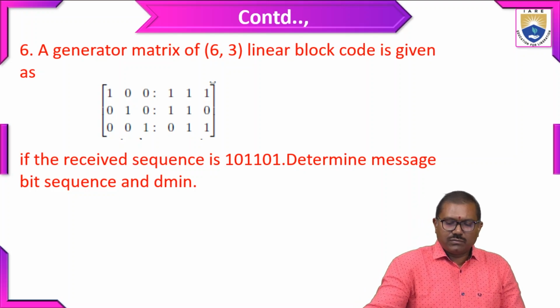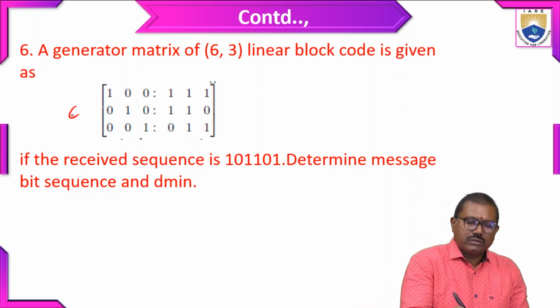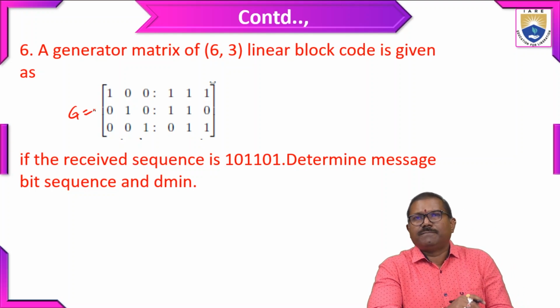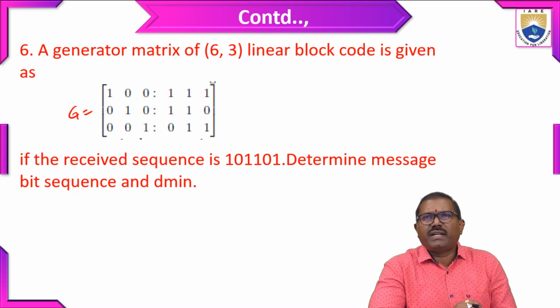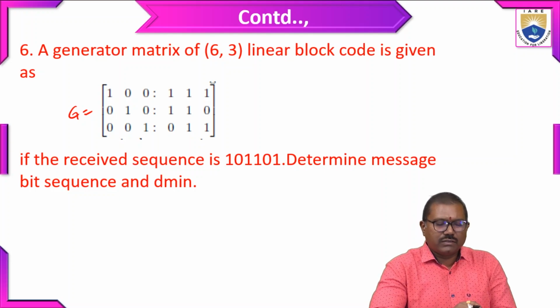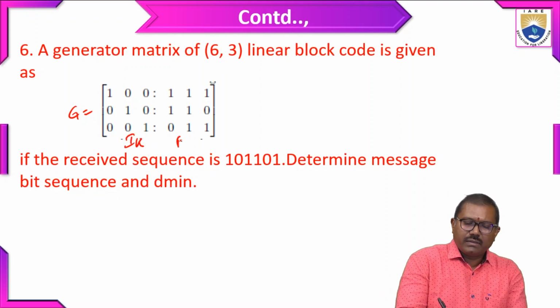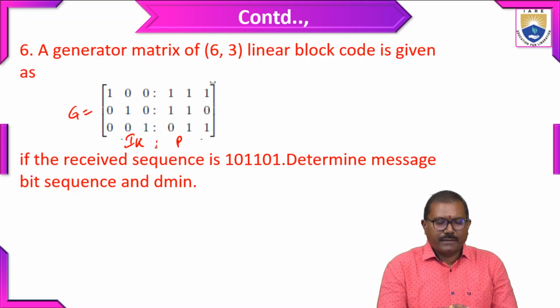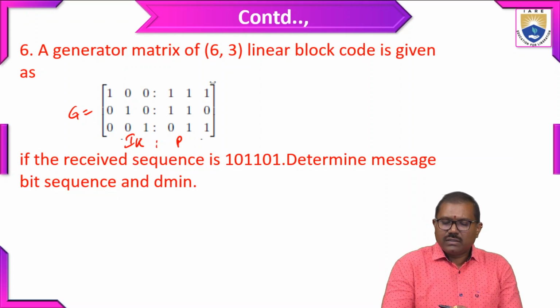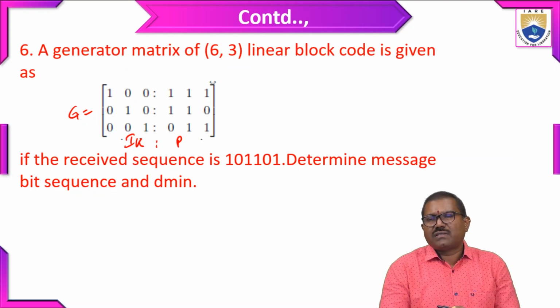So this is also G. The sixth problem: a generator matrix of a 6,3 linear block code is given as G equal to 1 0 0 1 1 0, 0 1 0 1 1 0, 0 0 1 0 1 1. So this is my G. It is in the form of the I k augmented with P pattern. If the received signal is given, determine the message bit sequence.